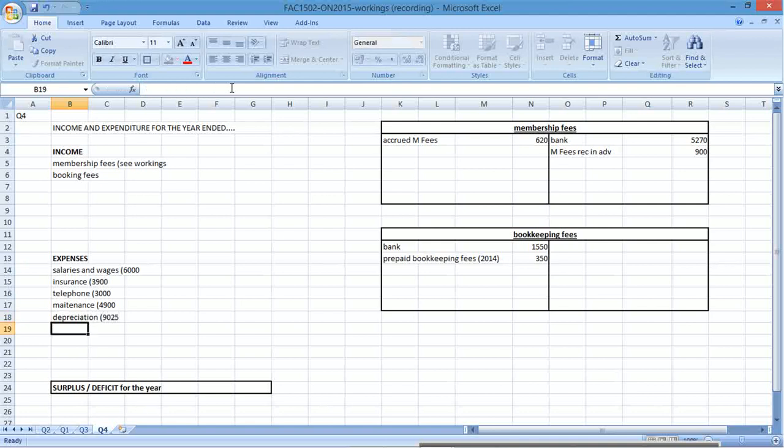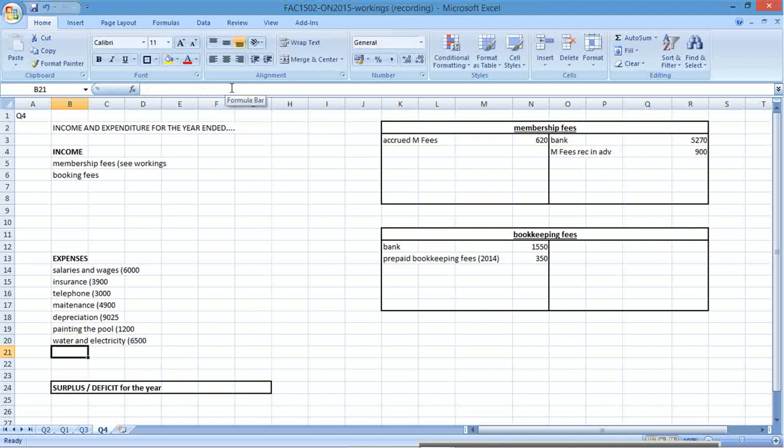9025. Okay, next. Painting of swimming pool. If you're painting the swimming pool, you're maintaining it. It's an expense. Painting the pool. How much? 1,200. Okay, next. Water and electricity. How much? 6,500. Next.